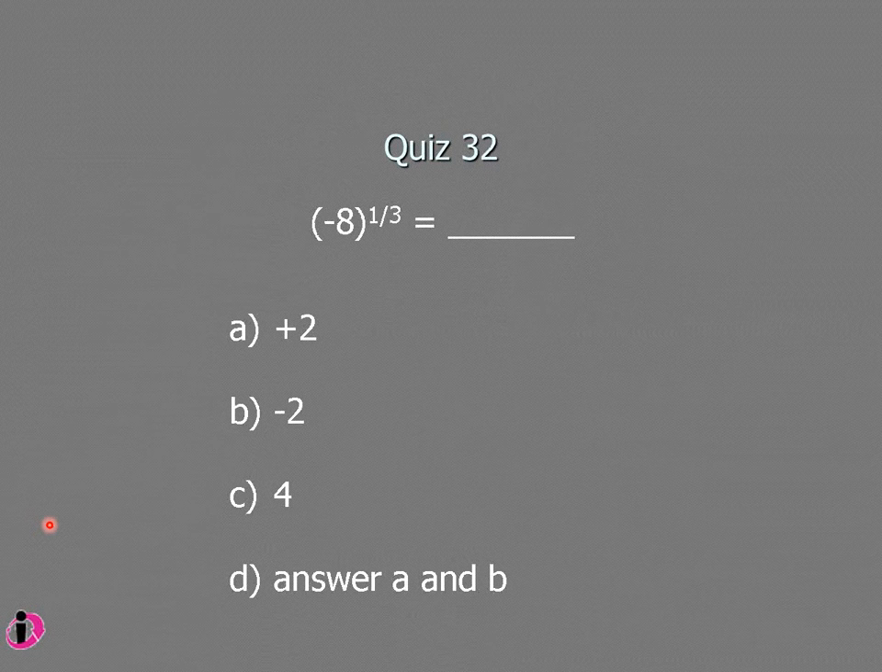Cubic root of negative 8. So you have to find something which is multiplied 3 times to get negative 8, which is B here, right? Negative 2 times negative 2 times negative 2, which is negative 8.